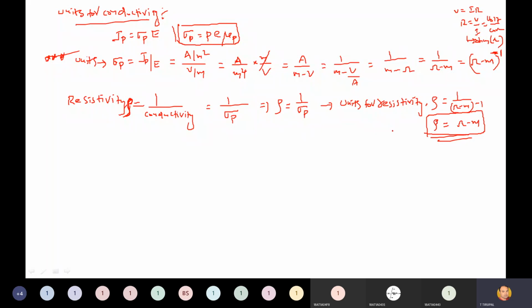Units for resistivity are ohm meters. Very, very important point, this one also. Units for resistivity are ohm meters, right? Now, these are all we have learned for P-type semiconductors.